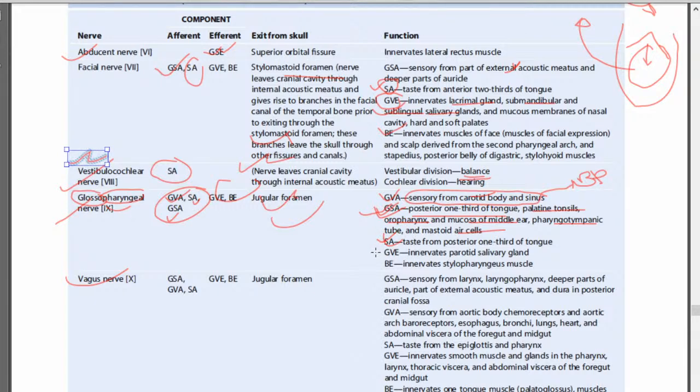General visceral efferent. Okay, which gland does it supply? The parotid salivary gland. You thought that the salivary gland is innervated by the facial nerve, but no. Let's see the salivary gland in the case of the facial nerve. So where is the salivary gland? Yes, it is innervated by the salivary efferent.